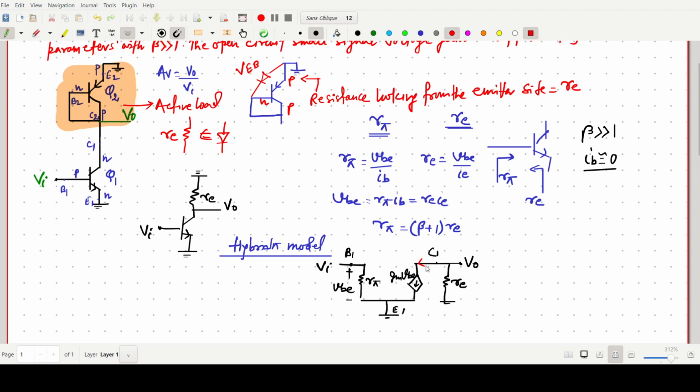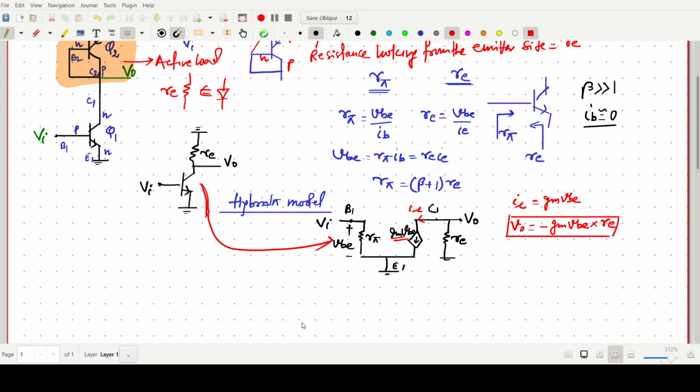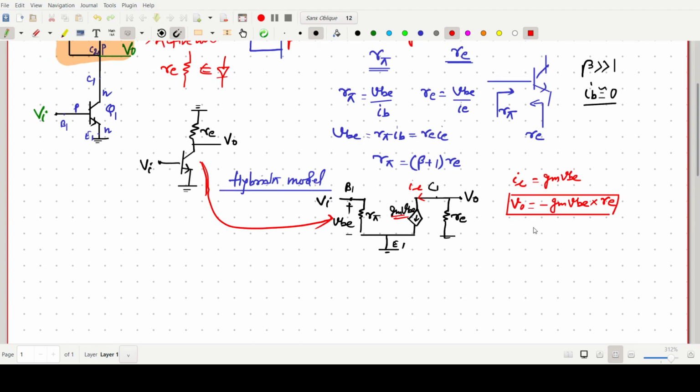It is already this IC, a small current, gm VBE. So the output voltage V naught is minus gm VBE into RE. Is it okay? Clear? We know the simple hybrid equivalent model we are writing for this circuitry. Then V naught is already fine.